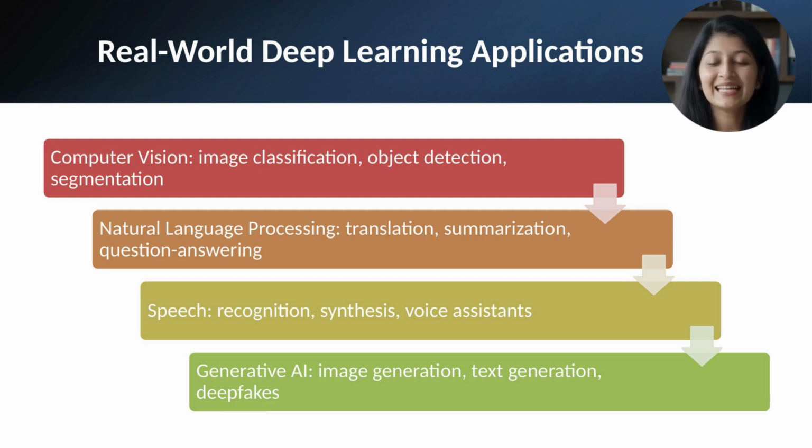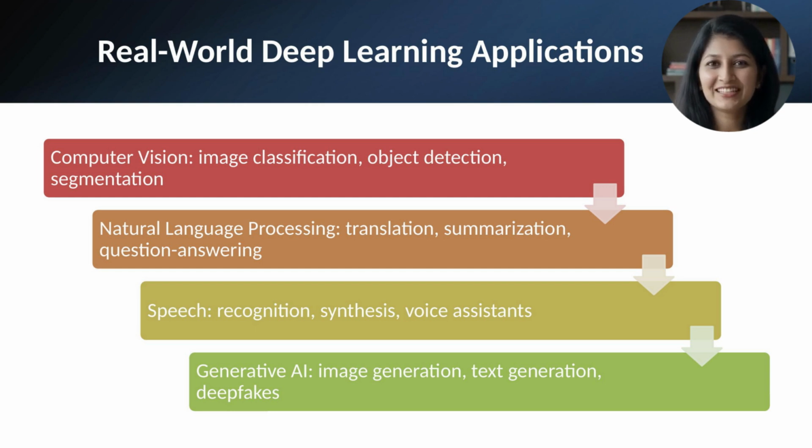Semantic segmentation labels every pixel: medical imaging outlining tumors, satellite imagery analysis, augmented reality. Face recognition powers security systems, phone unlocking, payment authorization. The accuracy now rivals or exceeds human performance.